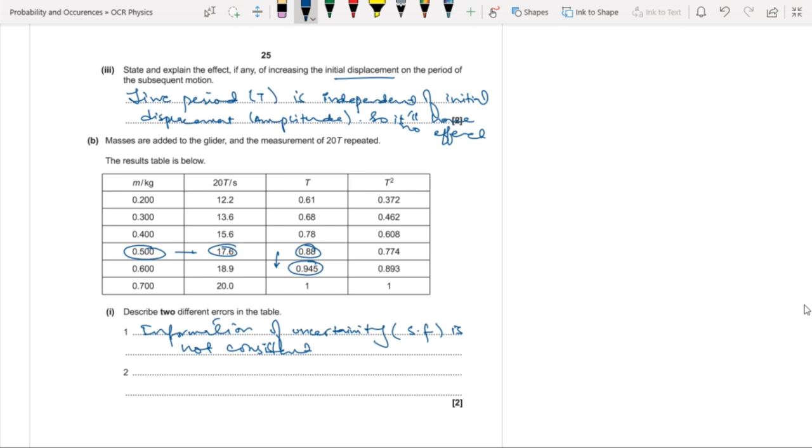The units of T and T squared are not mentioned. It should be mentioned as s and s squared. So again, the units of T and T squared are not mentioned.